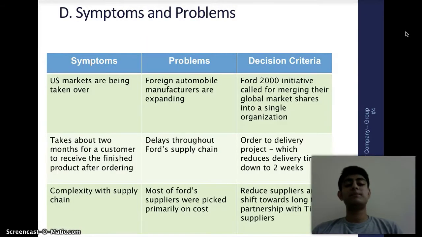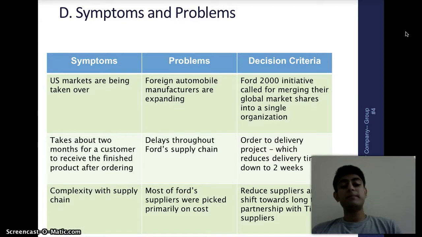Now, next is symptoms and problems. The first symptom is that U.S. markets for the car industry are being taken over from Ford by domestic and foreign car manufacturers. The problem is that foreign automobile manufacturers are expanding and improving their quality and price, and they are leading their way in the automobile industries. So, Ford 2000 initiative called for merging the global market share into one single global organization.